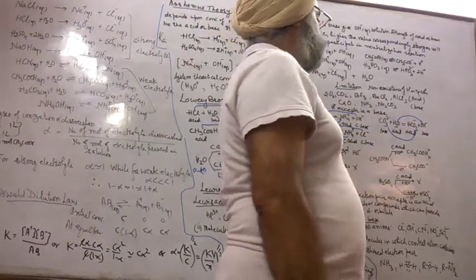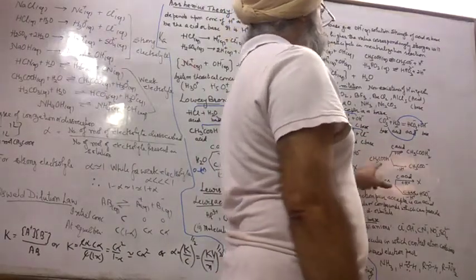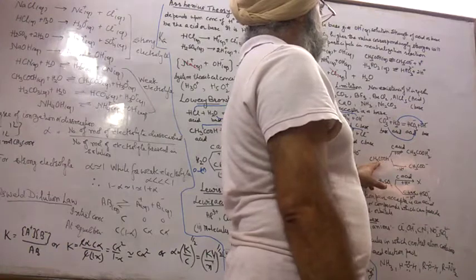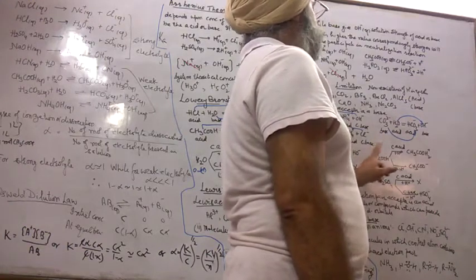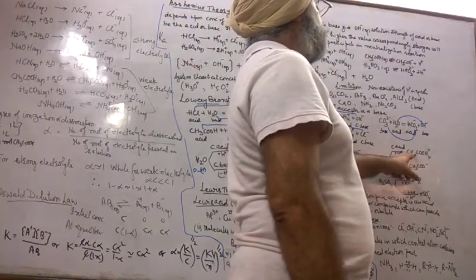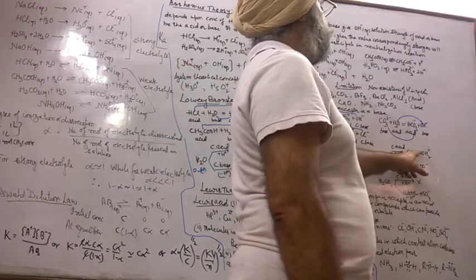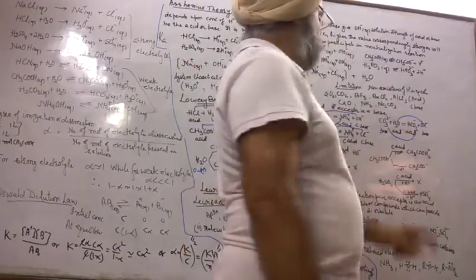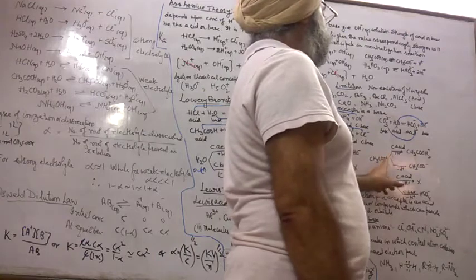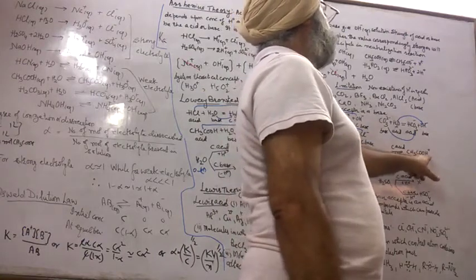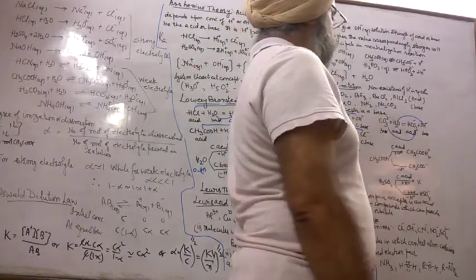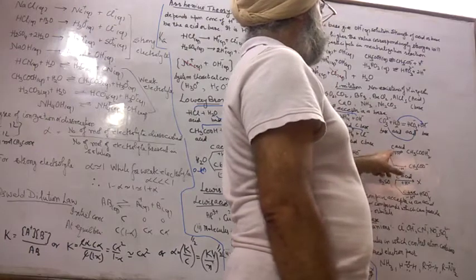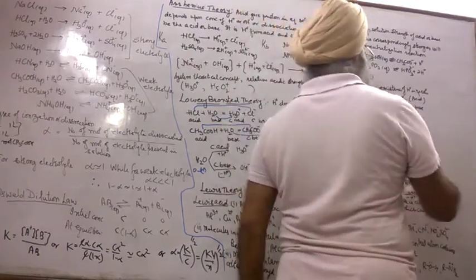Acetic acid: for the conjugate acid, you cannot add H here because carbon is tetravalent and its covalency is satisfied. But the oxygen has the capability to accept a proton, and hence you can write H2 positive here. And this is the conjugate acid and conjugate base.